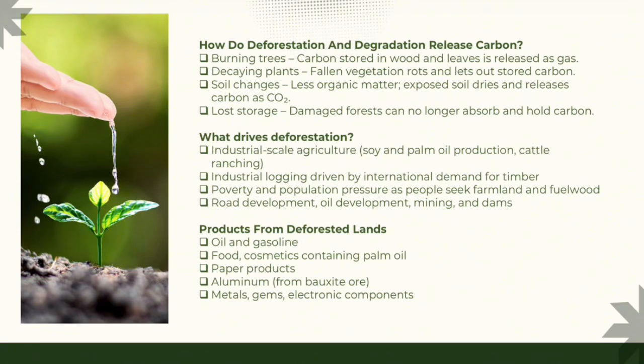Now, what are the products that come from deforested lands? First, we can have oil and gasoline. We can also have food and cosmetics containing palm oil. We can also have paper products, aluminum, and different kinds of minerals like metals. Also, we can collect gems and other electronic components.